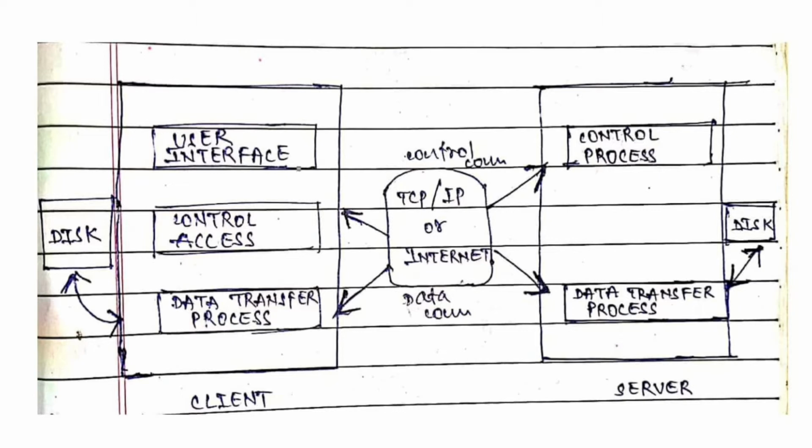Here is the diagram of how it works. There is a client side and a server side. In the client side there is a user interface which the user sees, and there is a control connection and data connection. As you can see, there is a control connection and a data connection on the server side as well, and there are two disks, one disk on the client side to store the files, and the other on the server side to store the files over there. Both the client and server are connected with each other through the TCP/IP model or through the internet.